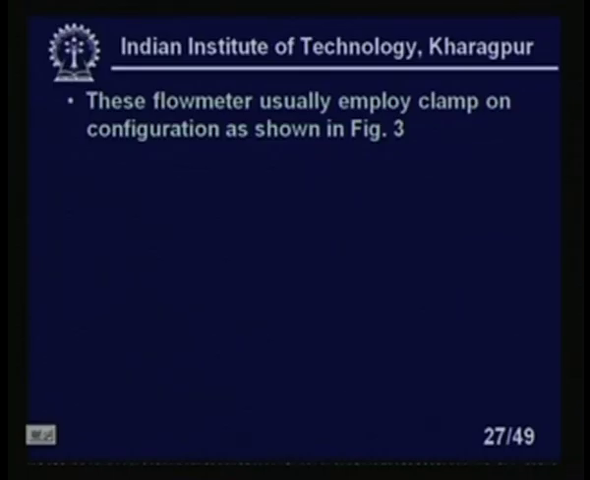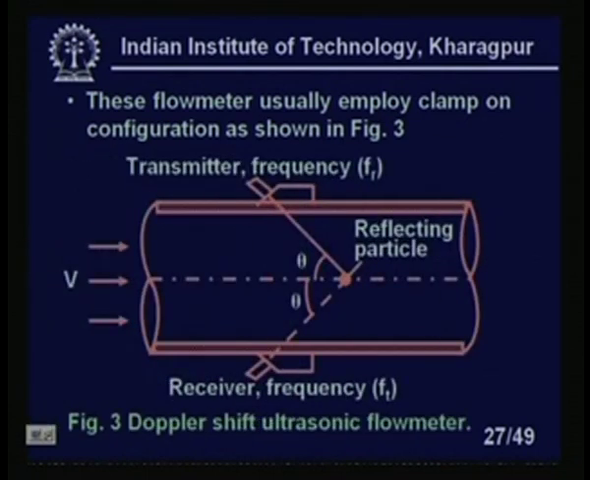These flow meters usually employ a clamp-on configuration as shown in figure 3. You see, this is our configuration. I am transmitting the signal from this, right. You see here, I am transmitting the signal from this, and it is coming down here.